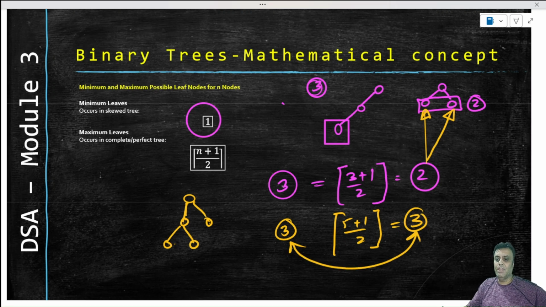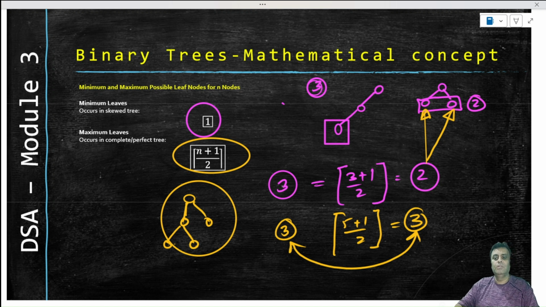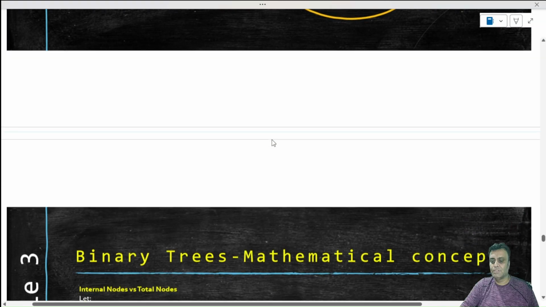So what we are trying to say is that this is the only arrangement of the tree where I could generate the maximum number of leaves. 3 leaves, right? So with 5 nodes, I cannot generate more than 3 leaves. And the way I find it out is using this formula. I hope you can understand. Minimum is always going to be 1. Minimum number of leaves.